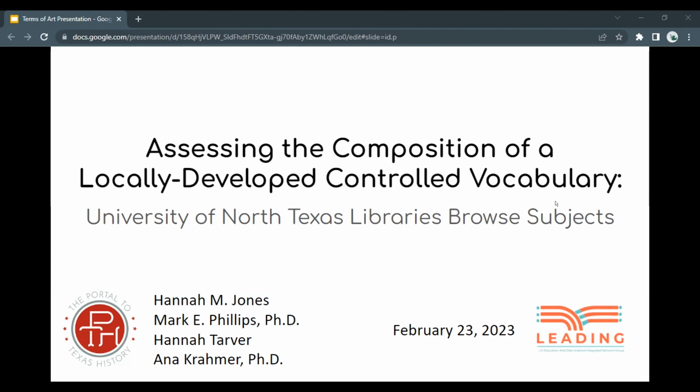The project that I undertook was part of a fellowship through the LEADING program, which is an IMLS-funded grant project run through Drexel University. And the aim of my particular project was ultimately to determine how well the structure and composition of this locally controlled vocabulary matches the contents of the collections that it's been used to describe. And by extension, how well it serves the needs of the patrons and communities that make use of those collections.